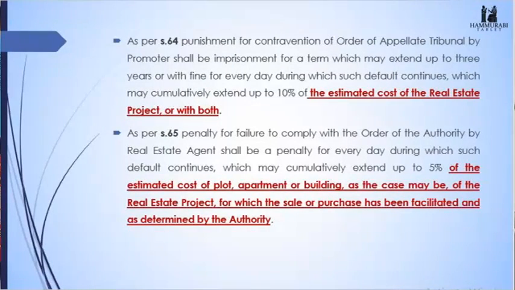Then we go to section 65, penalty for failure to comply with the order of the authority by a real estate agent. The penalty for every day during which such default continues may cumulatively extend up to 5% of the estimated cost of plot, apartment or building, as the case may be, of the real estate project for which the sale or purchase has been facilitated and as determined by authority. Now somewhere we get plain cost of real estate project, somewhere we get as determined by the authority.